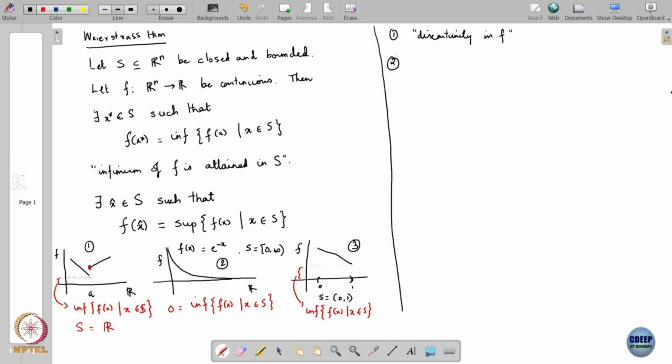What is the problem in case 2? The problem in case 2 is that the infimum is 0, but the infimum is attained, quote unquote, at infinity, and infinity is not part of our domain. We are looking at only real numbers. So, the problem here is that the domain is unbounded. Or more specifically, S is unbounded.